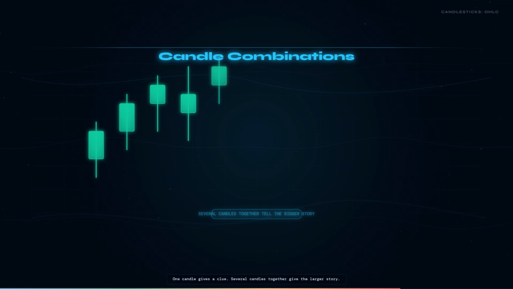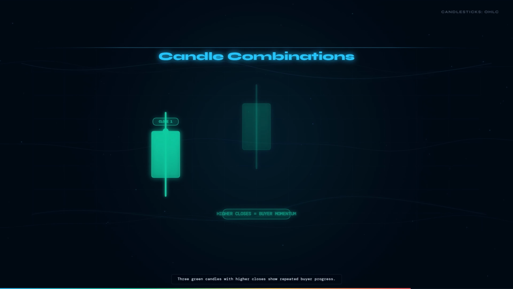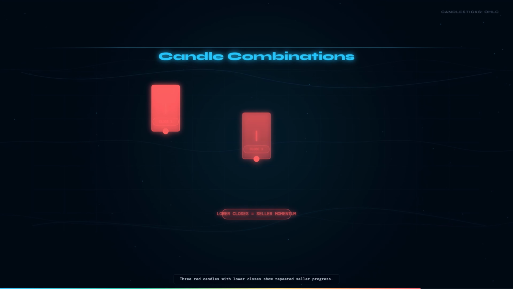One candle gives a clue. Several candles together give the larger story. 3 green candles with higher closes show repeated buyer progress. 3 red candles with lower closes show repeated seller progress.